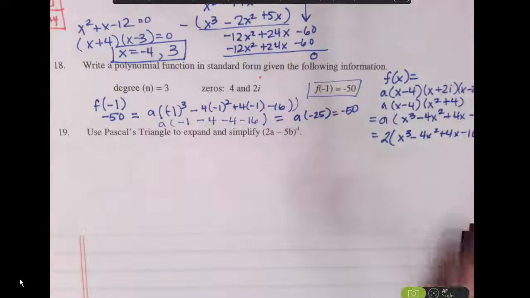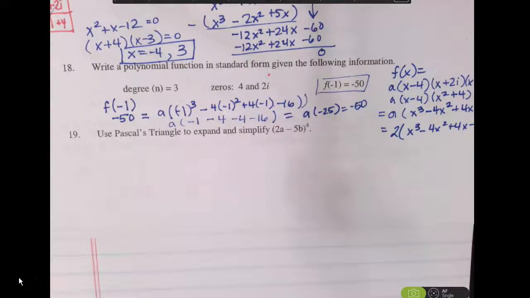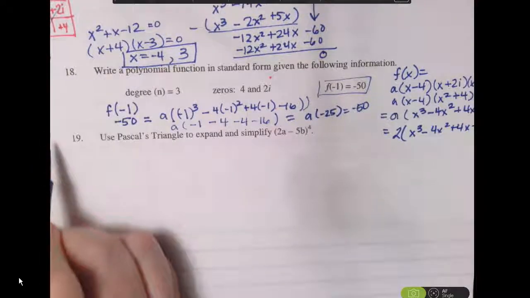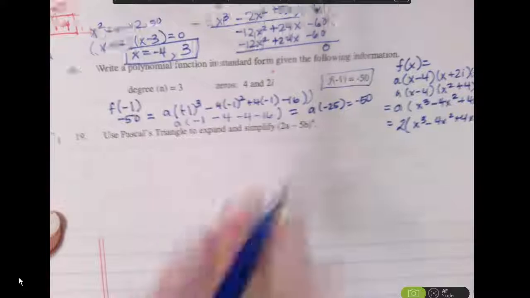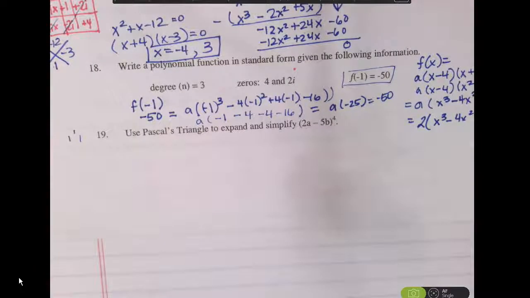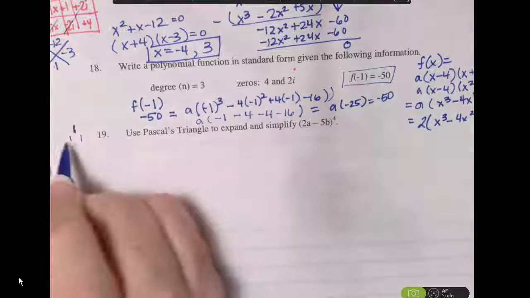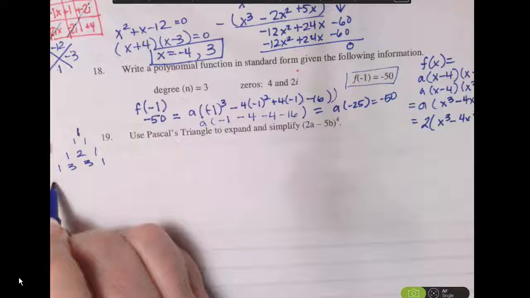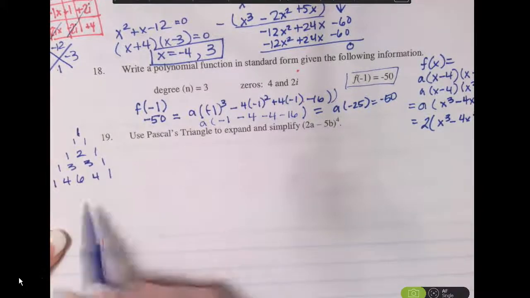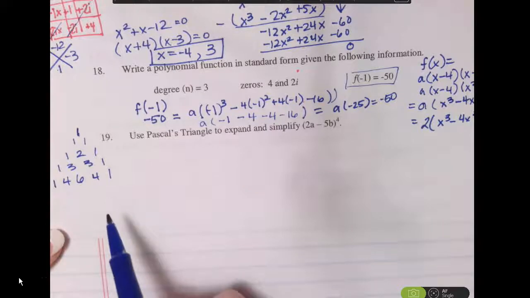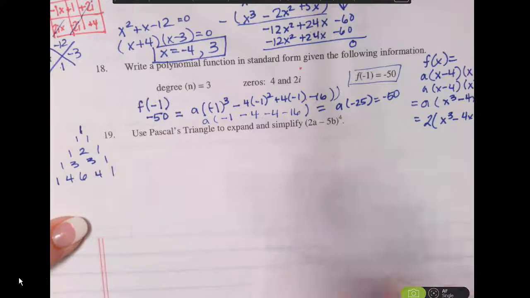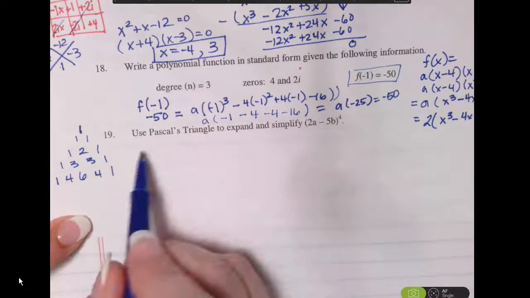Okay, and the last one is a Pascal's triangle problem. Okay, so the last problem, we need to use Pascal's triangle to expand this. So you can always just draw a quick Pascal as long as you know how to start it. So we start it with the 3 ones, and then you add up on the diagonals. So 1, 4, 6, 4, 1. So this is going to tell me what the coefficients are of my 5 different terms of this.